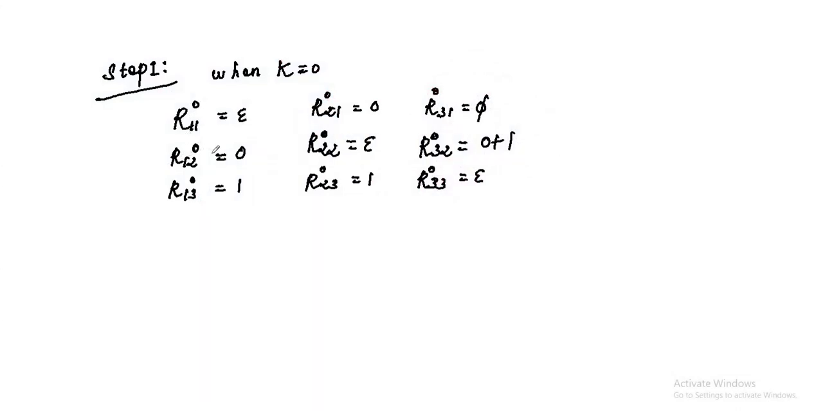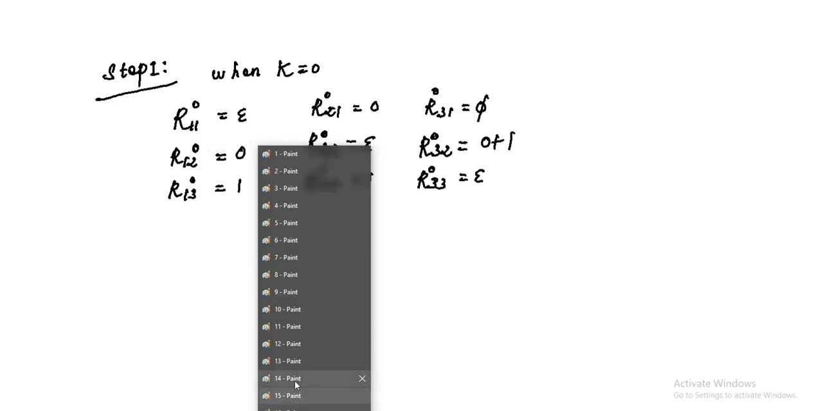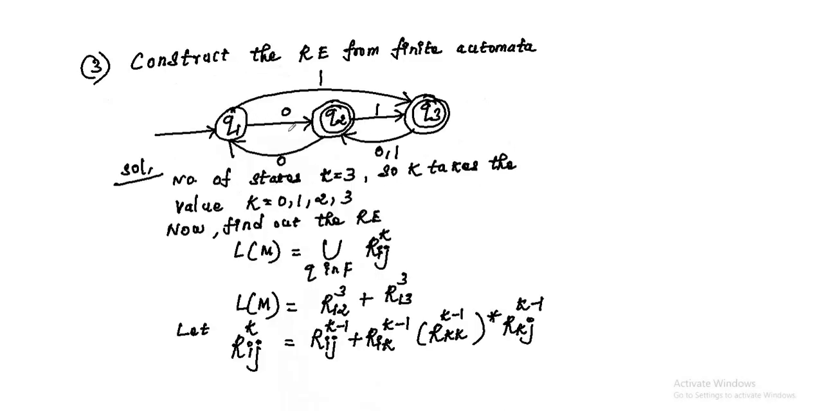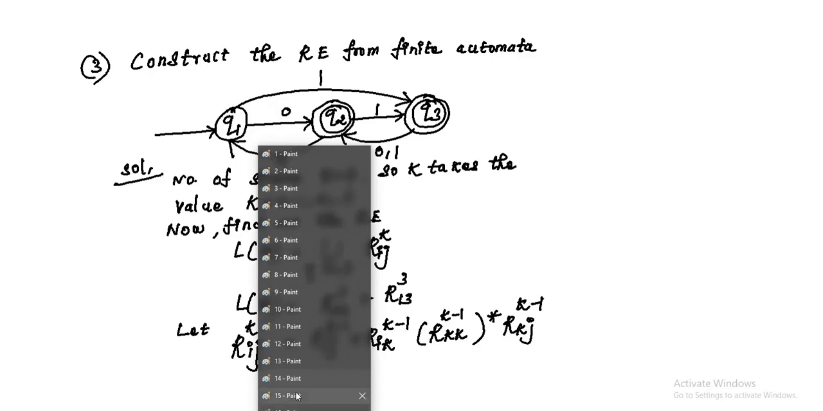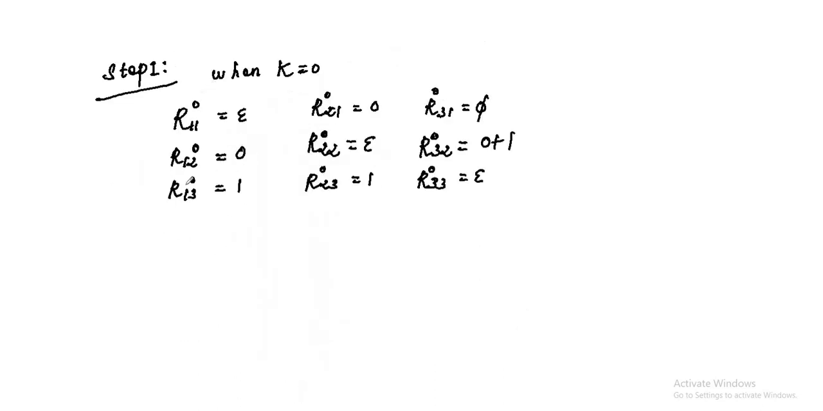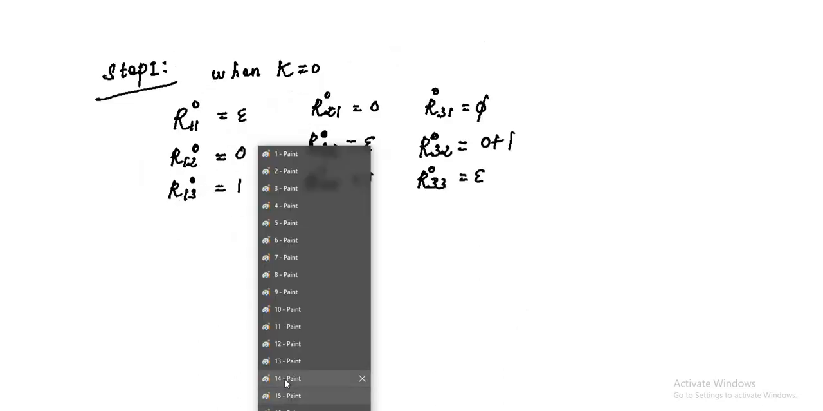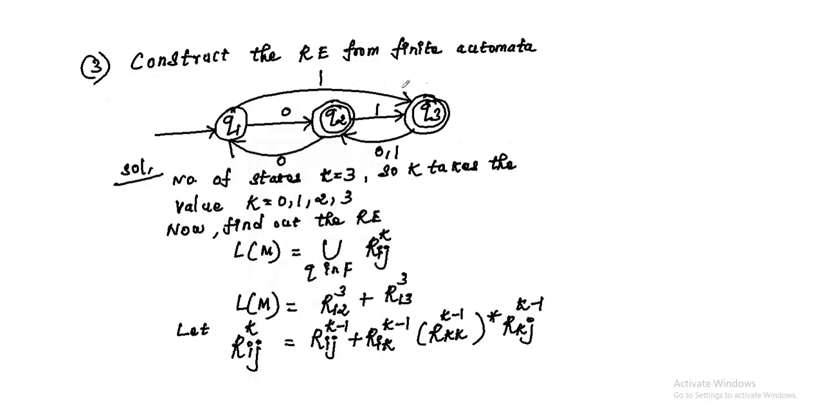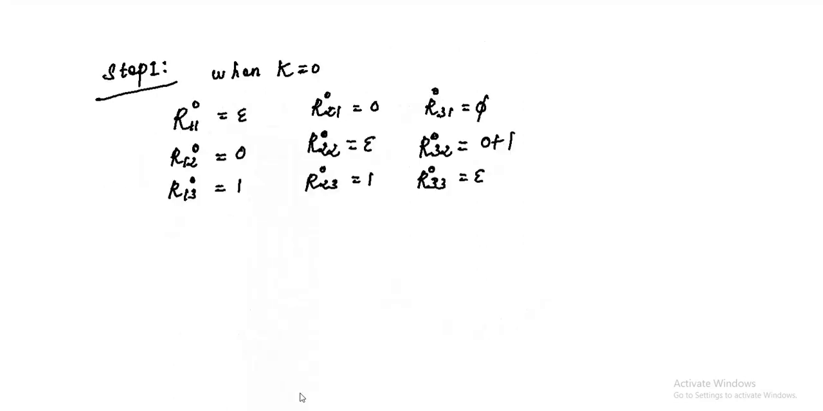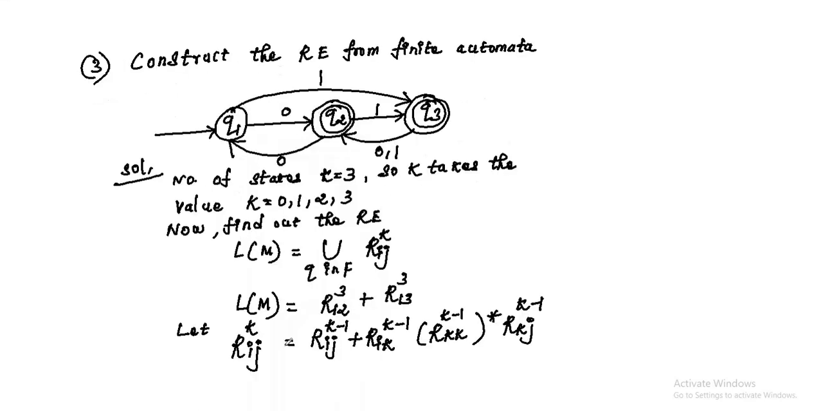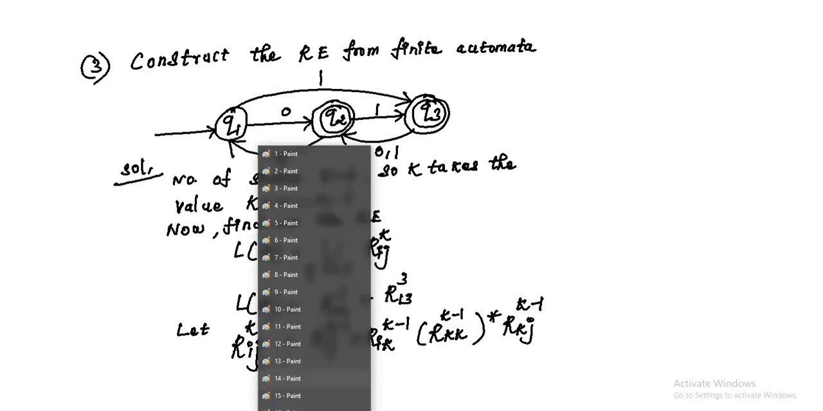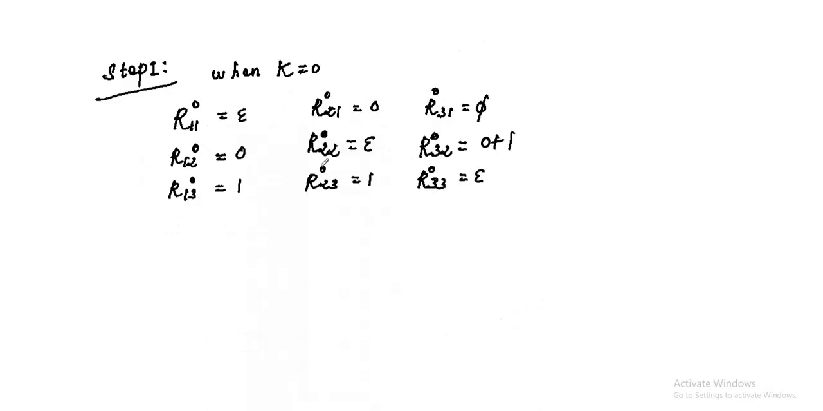Next R12 raised to the power 0. Look at the transition diagram. For R12, there is a transition 0. Here you put 0. Next R13. Look at the transition diagram. For R13, there is a transition 1. Here I mention the value 1. And the next combination is R21 raised to the power 0. For R21, there is a transition 0, here you include 0.